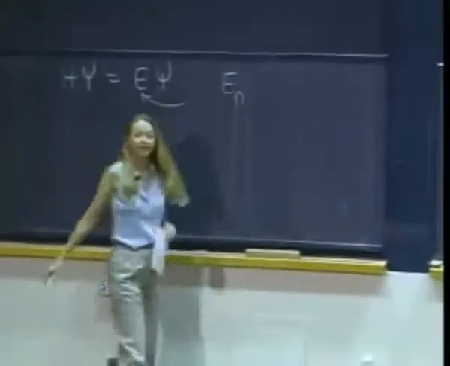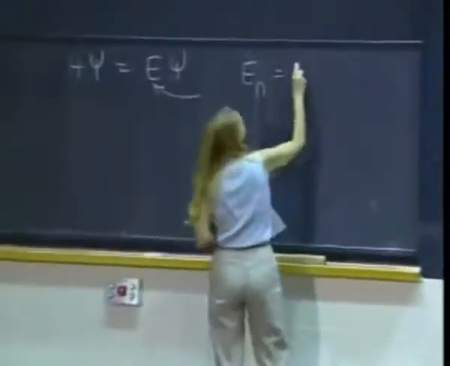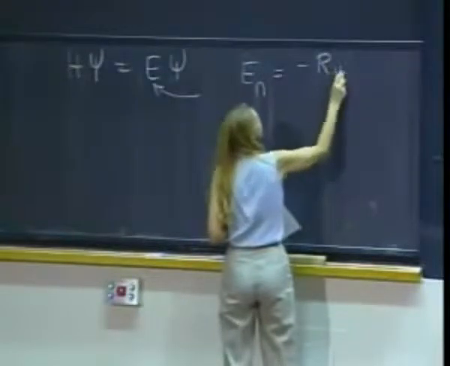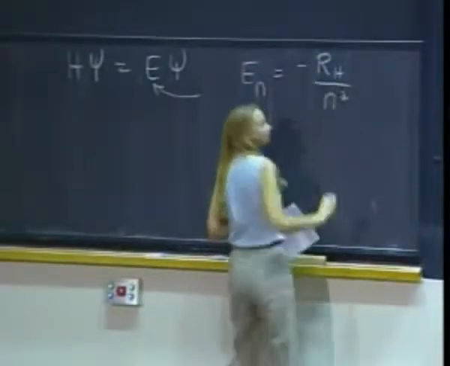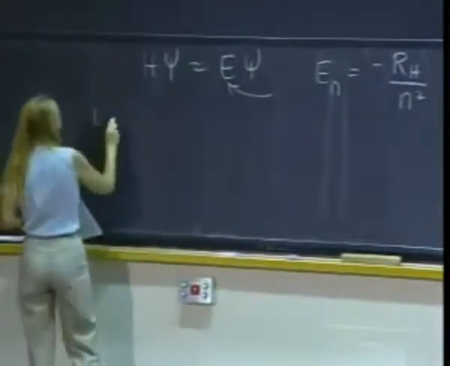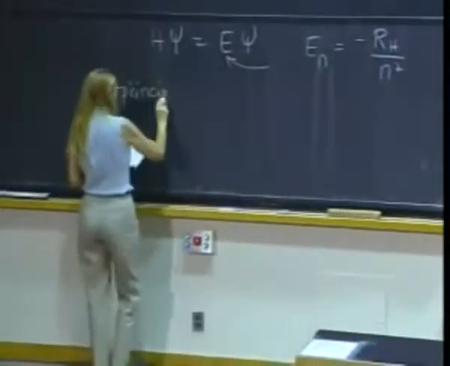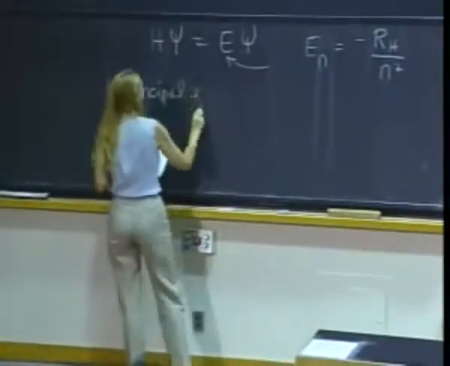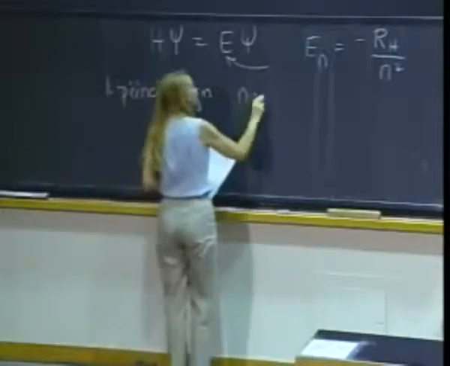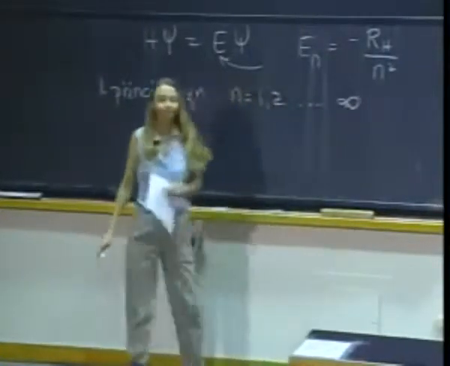And so we can write those allowed energies as E sub n is minus R sub h over n squared. All right, so n is this principal quantum number, and n runs from 1, 2, all the way up to infinity.